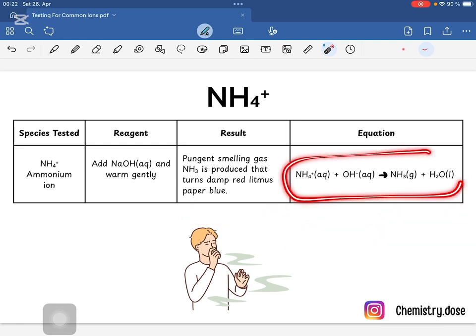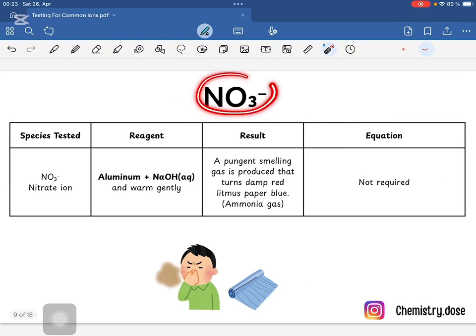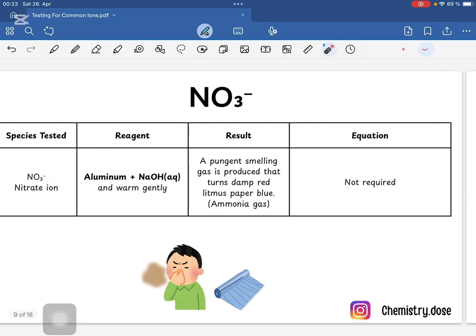And this is the equation that will lead to the formation of NH3, which is a pungent smelling gas. The second one is NO3-, which is the nitrate ion. We will use aluminum foil, for example, aluminum powder with NaOH, and we will warm gently. And we will also have the pungent smelling gas that we mentioned earlier, which is the ammonia gas, NH3. The equation is not required because it's a complex reaction.